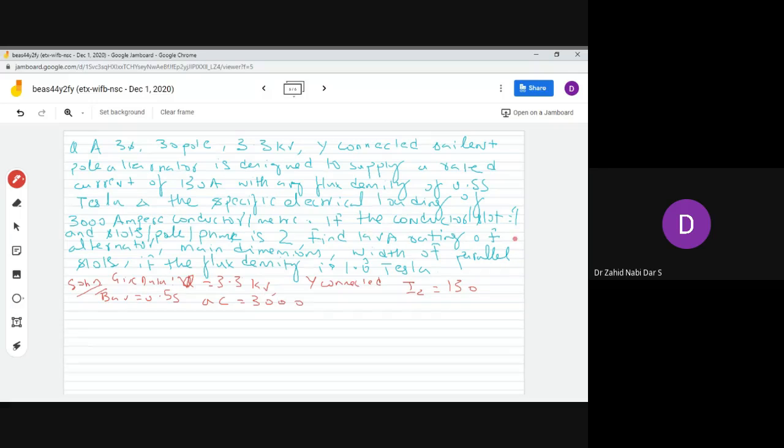If the conductors per slot, that is ZSS basically, is equal to 9, and slots per pole per phase, this is the Q value, find the kVA rating. So what you have to find: the Q value, the main dimensions D and L, and the width of the parallel path, WD. Now if the flux density of the tooth is equal to 1.8 Tesla, let's go for the first point over here.